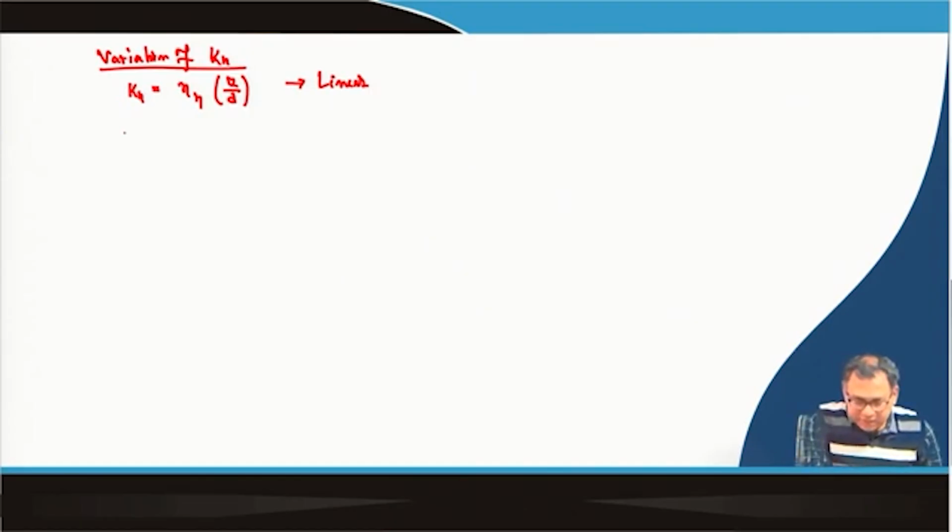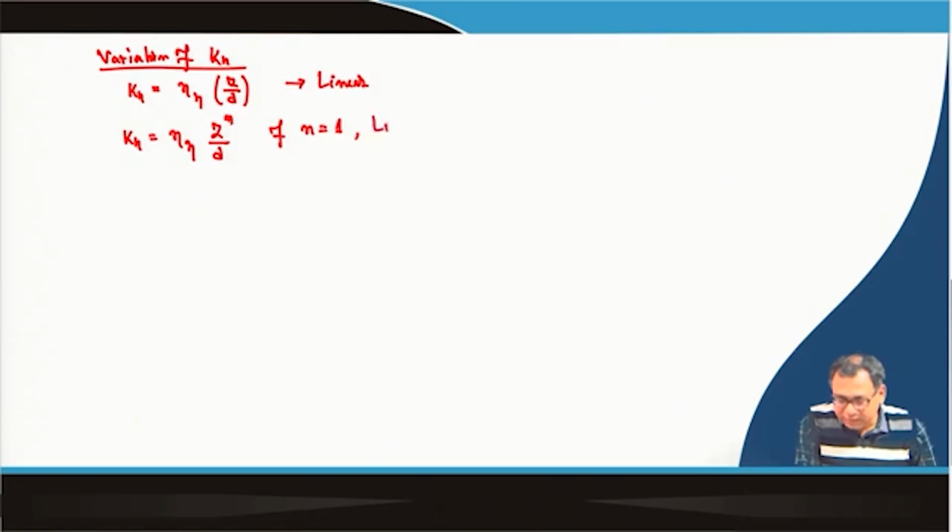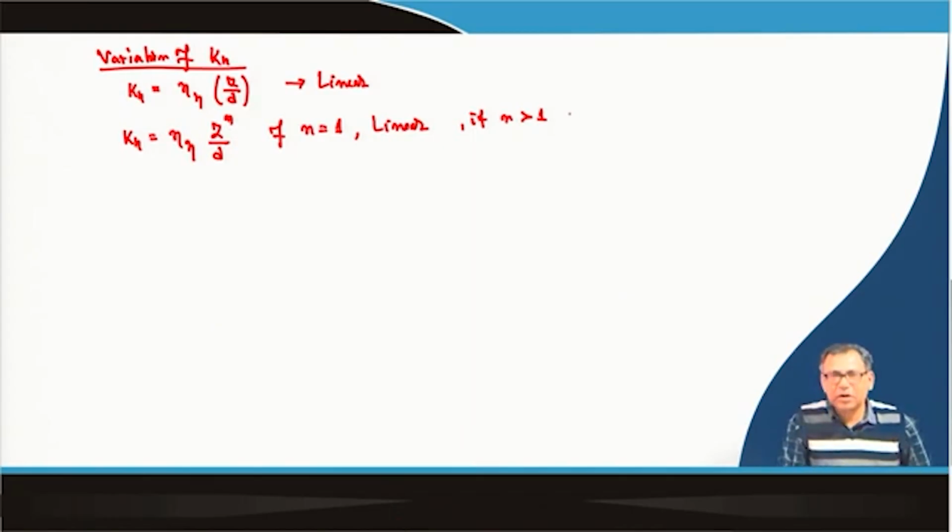Another variation can be that kh is equal to eta h z to the power n by d. Now, if n is equal to 1, then this will be the linear variation, which is same as this one. But if n is greater than 1, then it will not be a linear variation, it will be a non-linear variation.